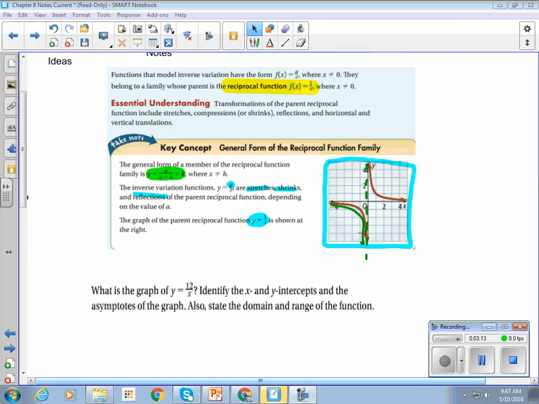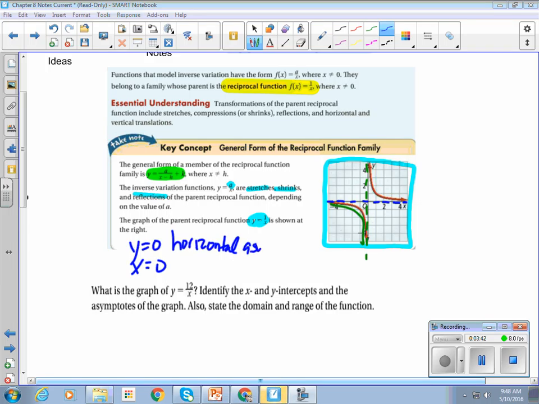Also, since x can't equal 0, there is no way y is going to be 0 either, because no matter what number I put in for x, I'm never going to get 0, because it's 1 over x. So y equals 0 and x equals 0. y equals 0 is the horizontal asymptote, and x equals 0 is the vertical asymptote.